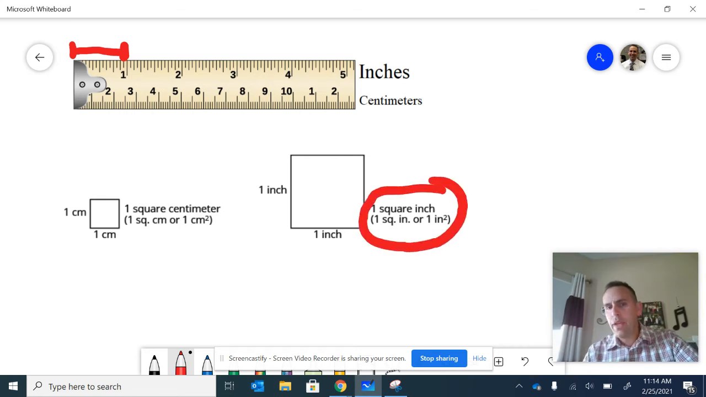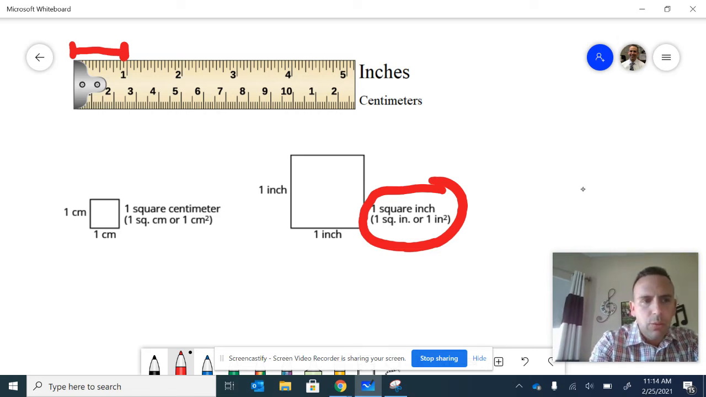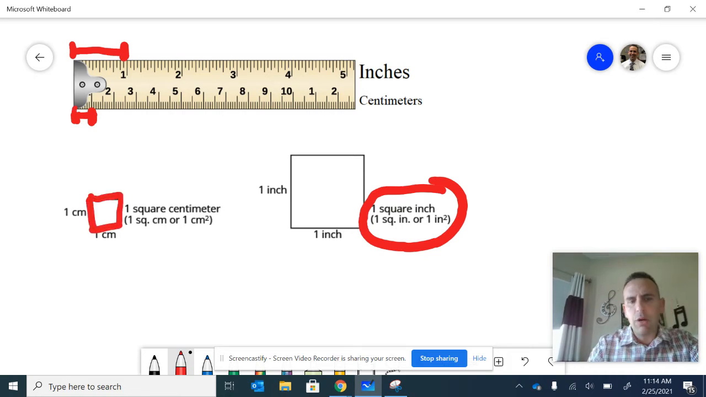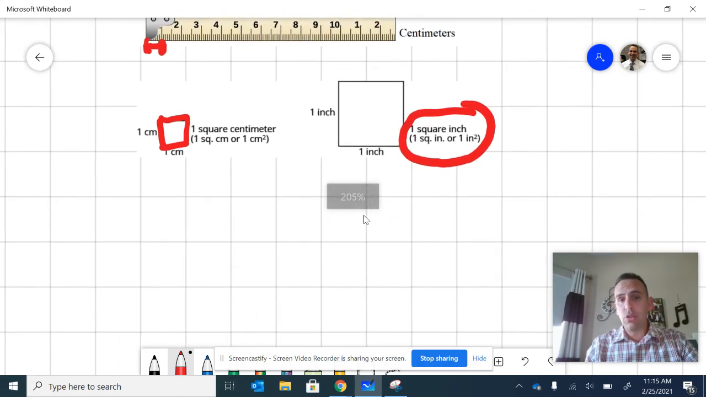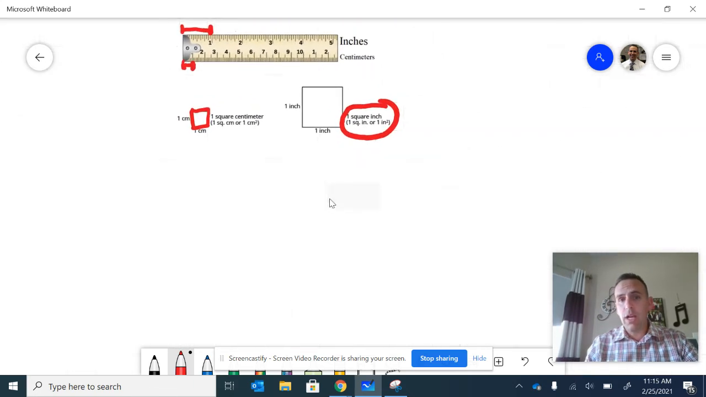That's its name. We can also abbreviate that, as you see there, 1 IN with a little 2, or 1 square inch. Those are both ways we can abbreviate it. A centimeter would be taking the ruler and measuring off 1 centimeter, which is smaller than an inch. And then that measurement would be each side of the square. We would call that a square centimeter.